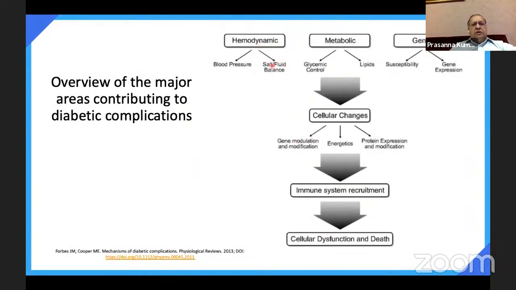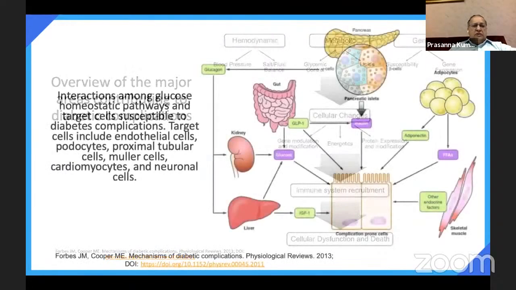You see the high amount of hemodynamic changes like blood pressure, salt and fluid balance, metabolic, that is glycemic control and lipids, then genetic susceptibility and gene expression. All three, hemodynamic, metabolic, genetic factors, make cellular changes, then gene modulation and energetics, protein expression, immune system recruitment, and then ultimately cellular dysfunction and death. This is how the apoptosis occurs. The same thing is responsible for retinopathy, nephropathy, and neuropathy complication due to the endothelial dysfunction as such.